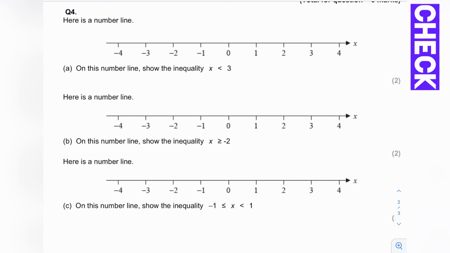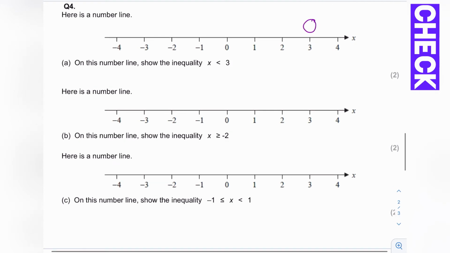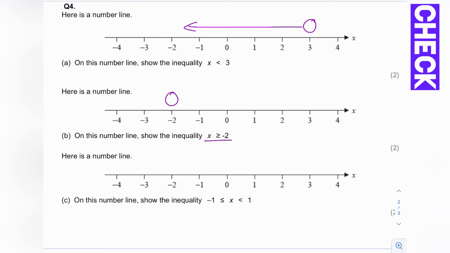Right, so on the first one, you've got the inequality x is less than 3. So again we draw a circle above the number 3, and it's all the values to the left of this. In part B it tells you x is greater than or equal to -2. So we draw the circle above -2, we colour this in because it's got an equals to sign, and it's all the values which are bigger than -2. So we're pointing to the right.